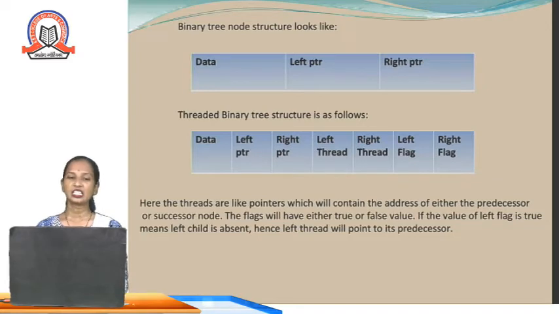Here the threads are like pointers which contain the address either of the predecessor or of the successor node. As I have just mentioned, the flag will have the value true or false. A false value means that the left child is present, and the right flag value will indicate whether the right child is present or absent.